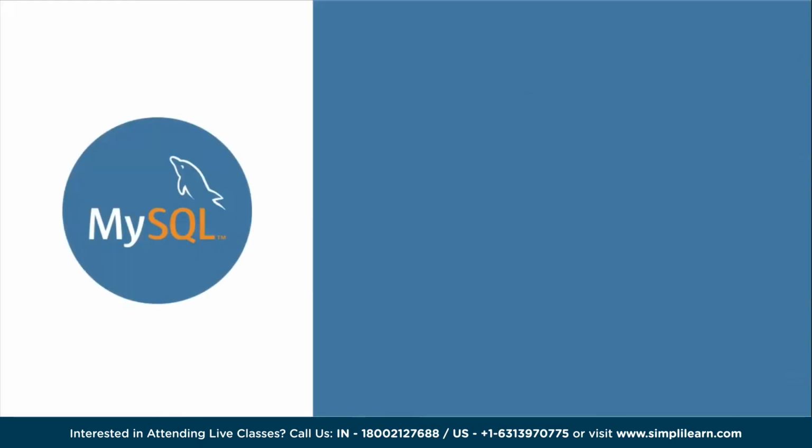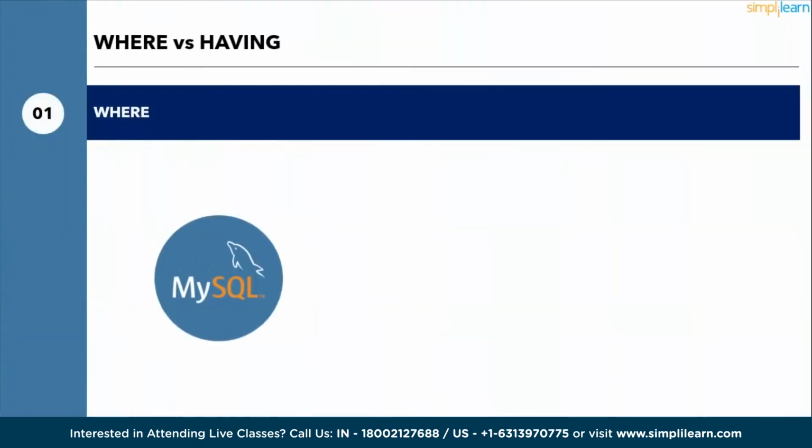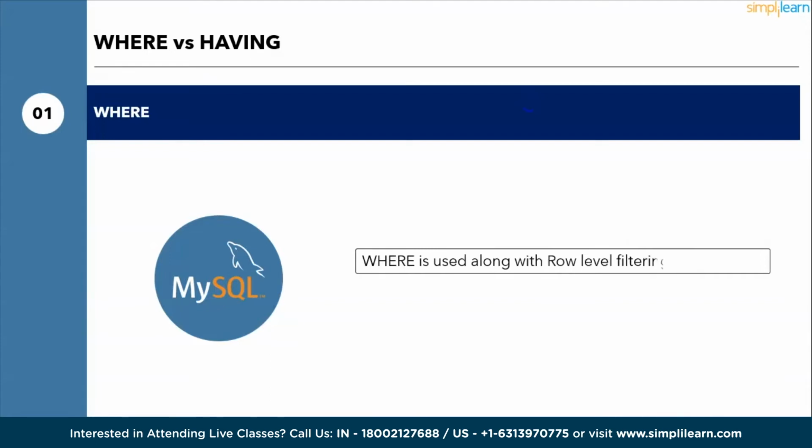Between having and where. So first, we will understand what exactly is a where clause in SQL. So where clause is used along row level filtering of datasets. So before we get started, both where and having are like filters.